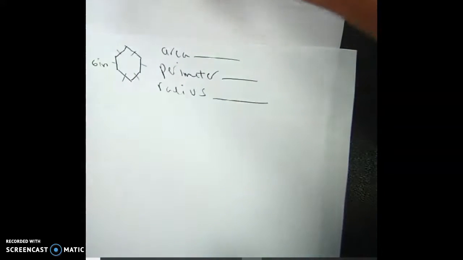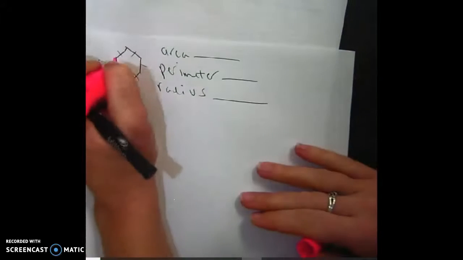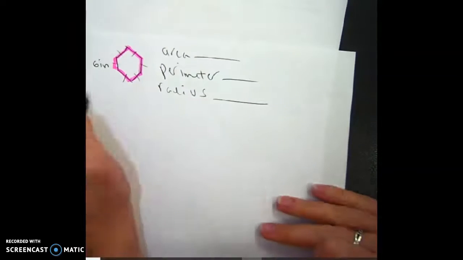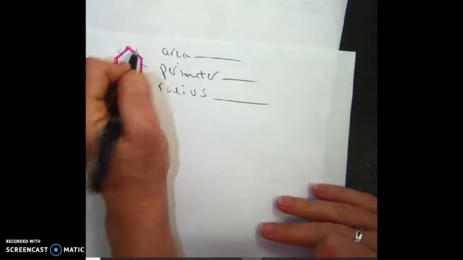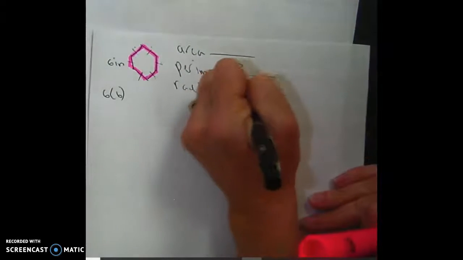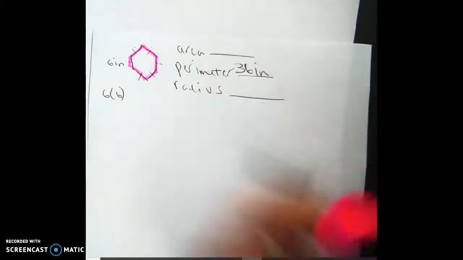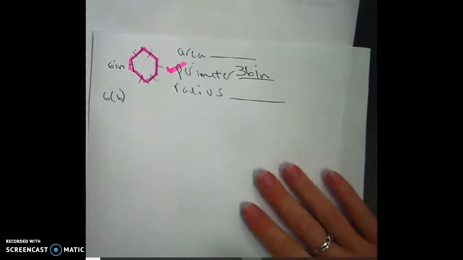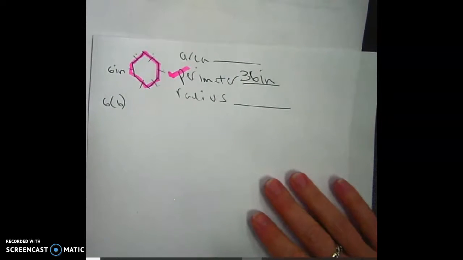The easiest for me is to find the perimeter. How do you find the perimeter? You add all the sides. So 6 plus 6 plus 6 plus 6, or just go 6 times 6, which is 36 inches. Don't forget the inches or you'll lose a point. Okay? All right. Now we've got the workout.